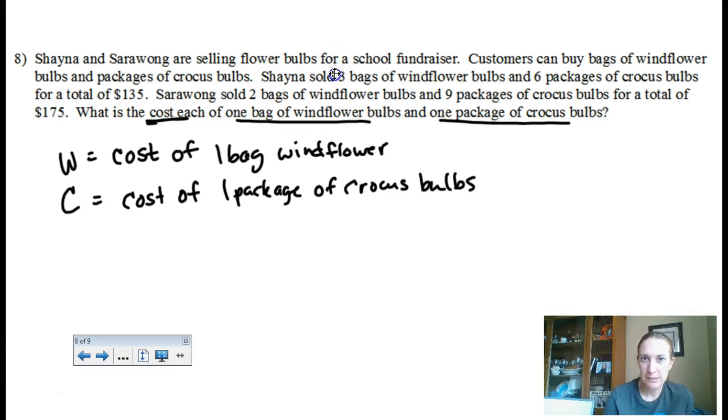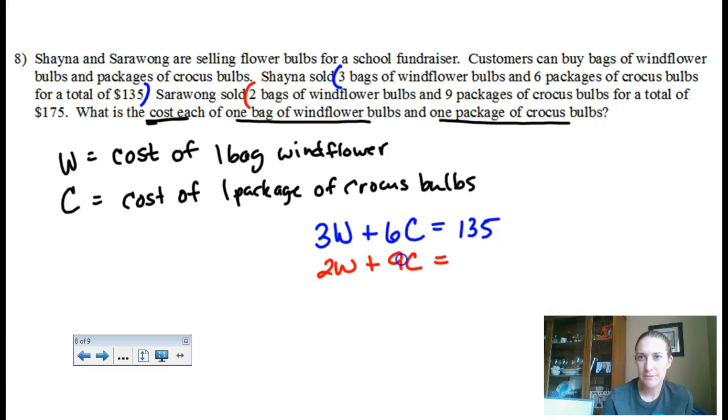So Shayna, she's an equation all on her own. Look at her. 3 bags of windflower. What is windflower? And then 6 packages of crocus. Are these made up? I don't know. They could be. Sarah Wong, 2 bags of windflower and 9 packages of crocus. I swear these aren't real. I'm going to Google this when I'm done. All right. And that would be the setup.